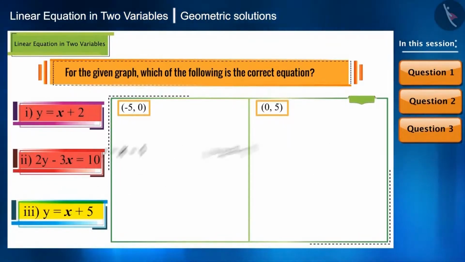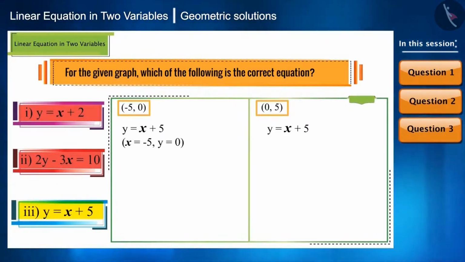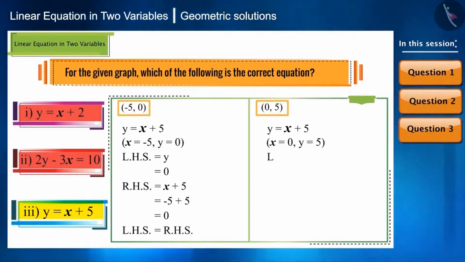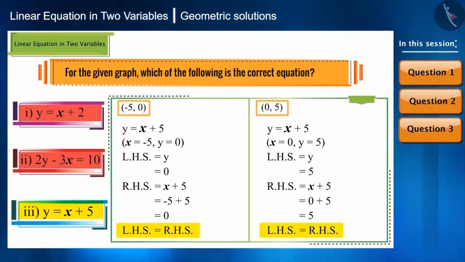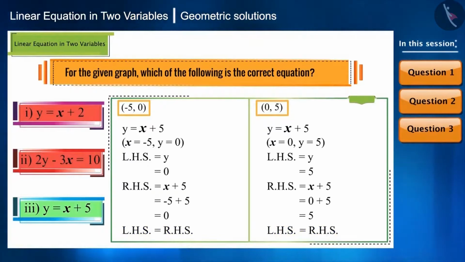Now, let's substitute these values in equation 3. We get the LHS equal to the RHS for both the coordinates. Therefore, equation 3 is the equation of this graph.